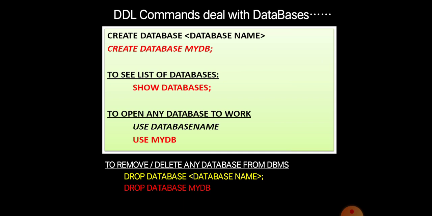The first one is create. This is the syntax to create a database in a DBMS. Create database, database name. Here database name is an argument, that is the choice of the programmer. Look at the example given in the red color. Create database MyDB. Here MyDB represents the database name.